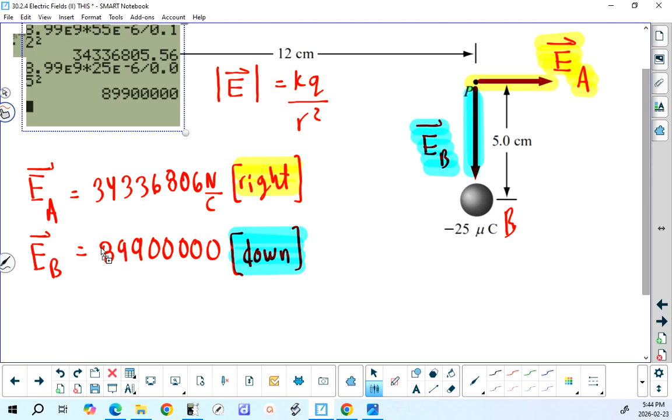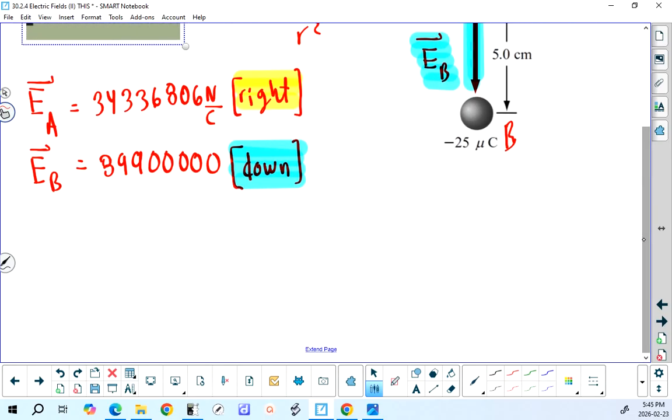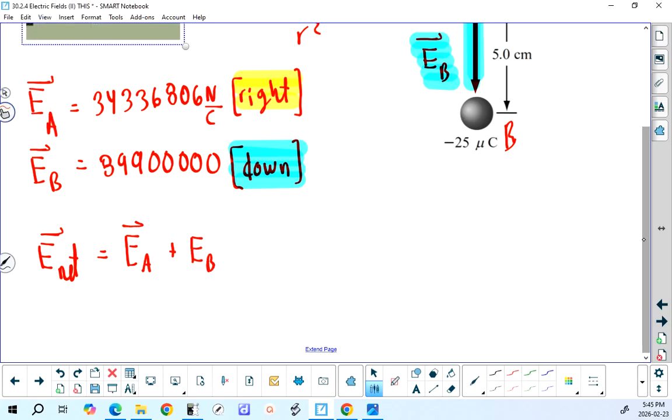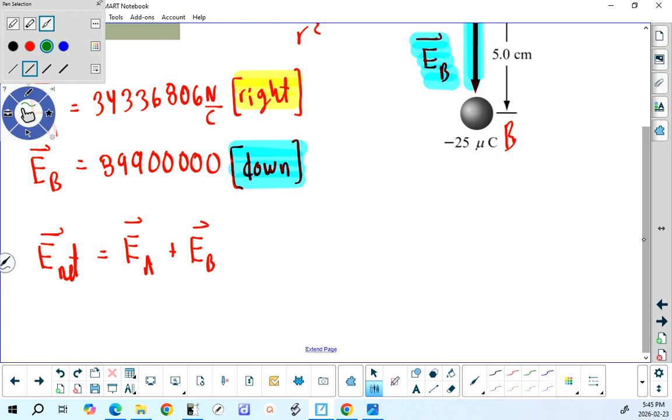Yep. Now, the net electric field is found by adding those two fields. And I actually want to write this down. E net equals EA plus EB. But notice I'm not saying you add these numbers together. If I was saying add the numbers together, then I would have written this, and it would be absolutely wrong.